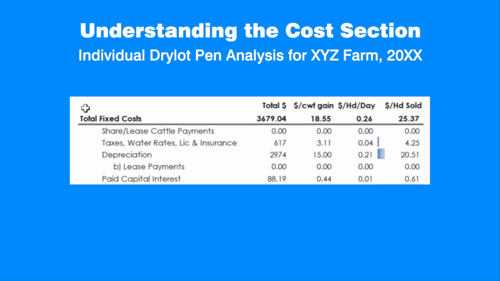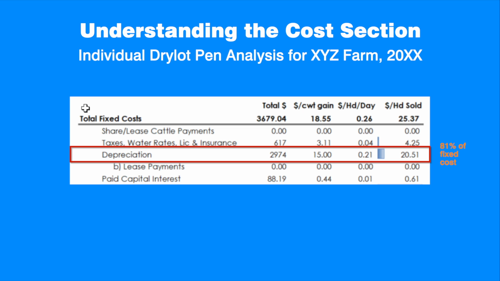The fixed cost section consists of items such as share lease cattle payments, taxes and insurance, depreciation, and paid capital interest. In the example, the depreciation cost is the largest source of fixed cost and accounts for 81%, or $15 per 100 pounds of gain.